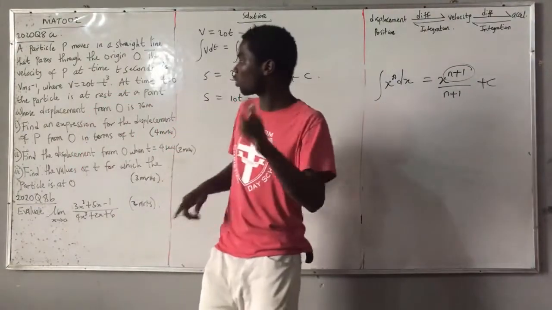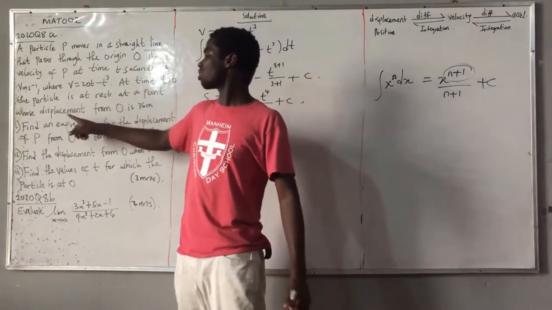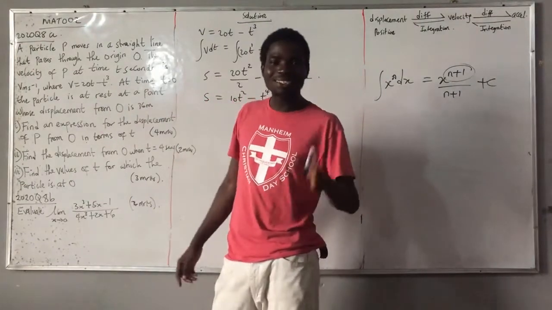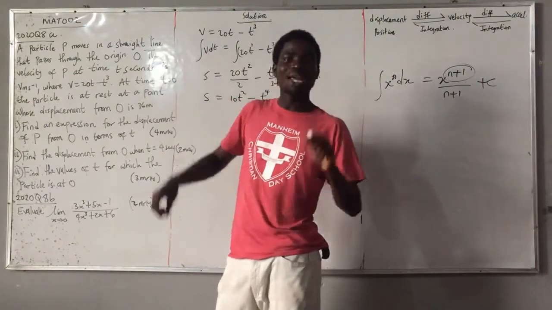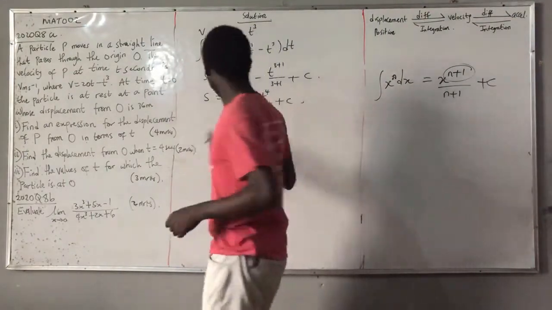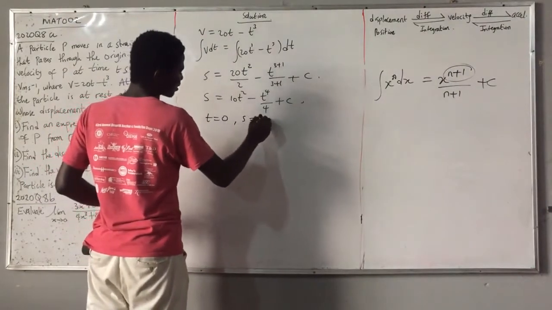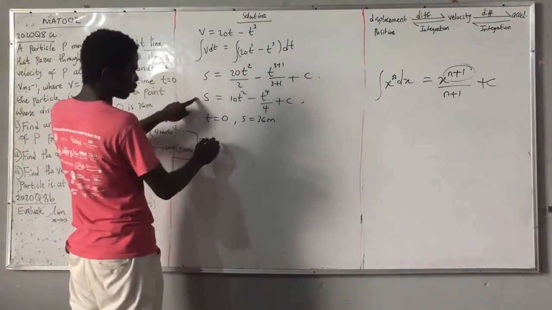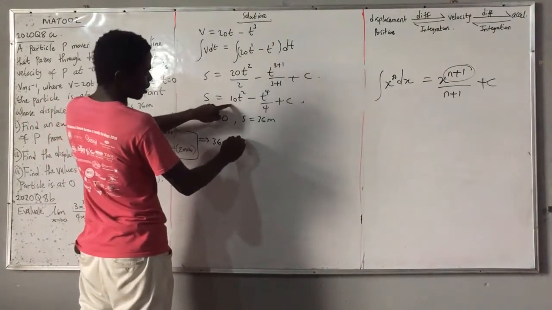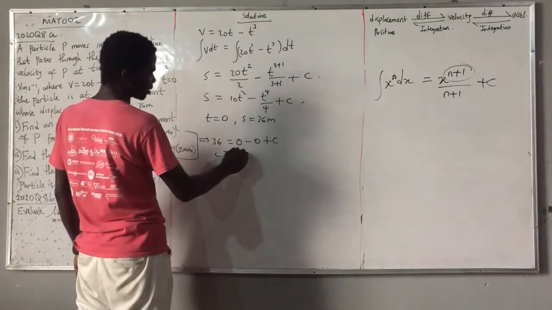So I have told you already, at time t equal to 0, the particle is at rest from a point. The displacement from the origin O is 36 meters. So that means to get this c, when t is 0, s is 36 meters. So I put it there: 36 equals 0 minus 0 plus c. So that means c is 36.